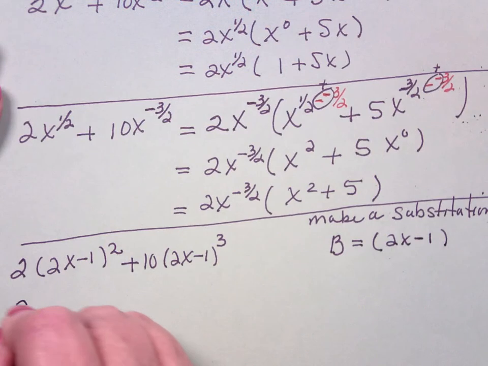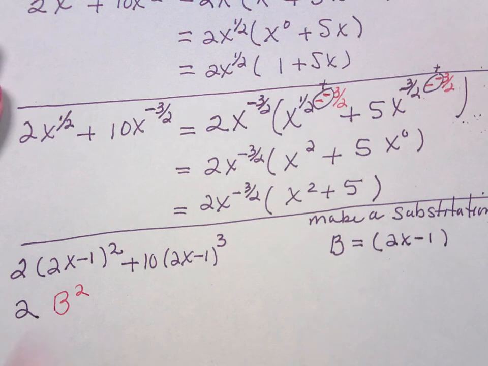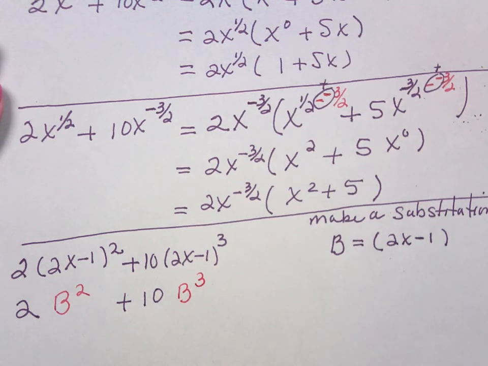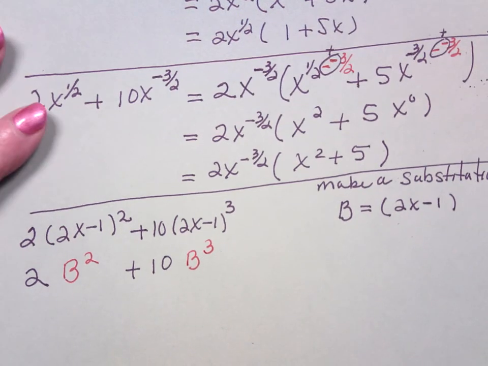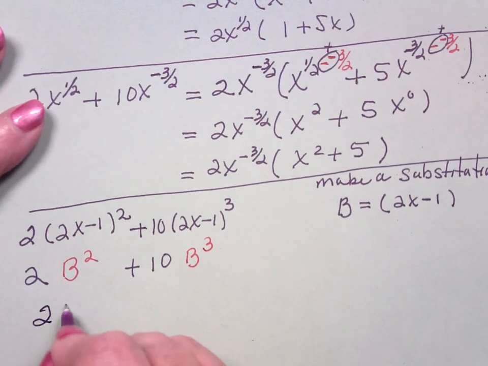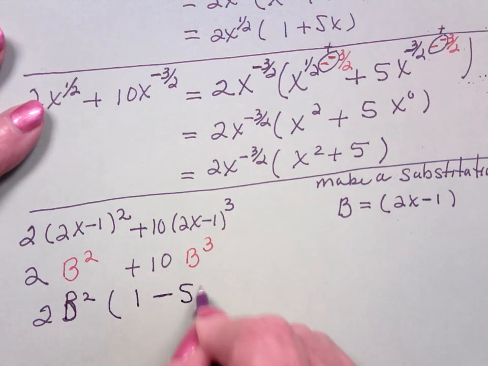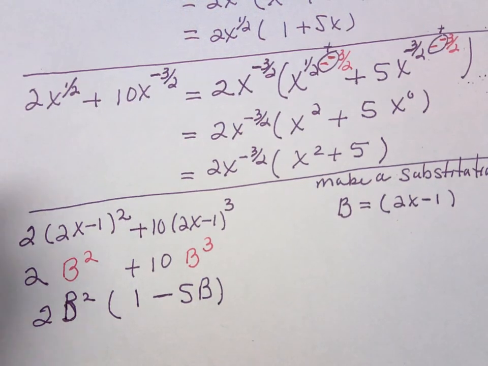This is going to give me a 2. 2x minus 1 is b squared plus 10. 2x minus 1 is b, and this time it's going to be cubed. And now it's a problem like we worked in the beginning, because now the greatest common factor is 2b squared. And you're left with 1 minus 5b. But b is not b. b is 2x minus 1.